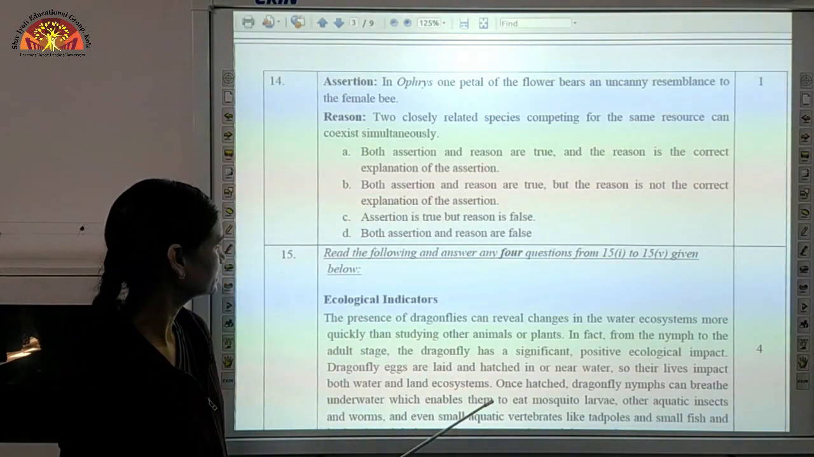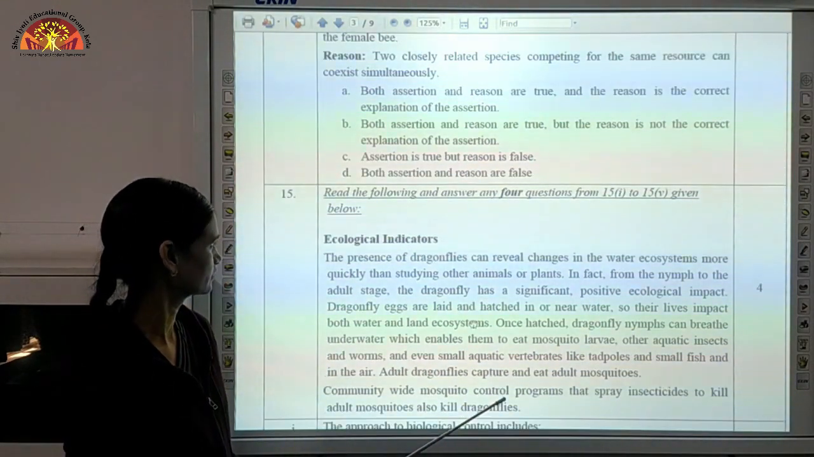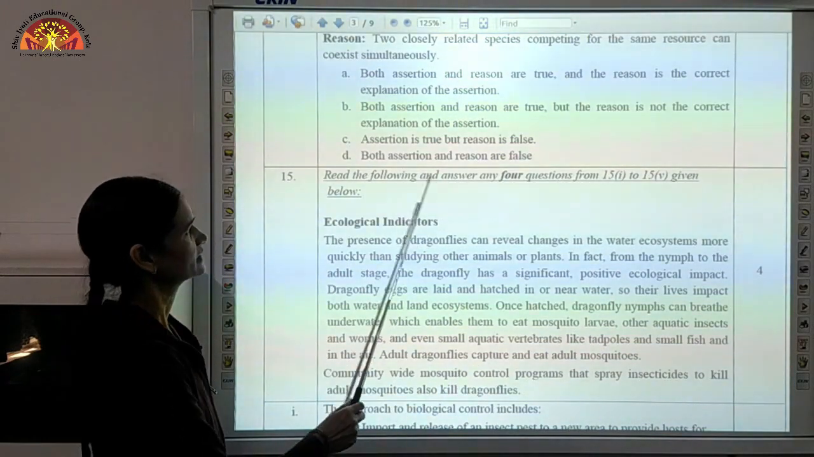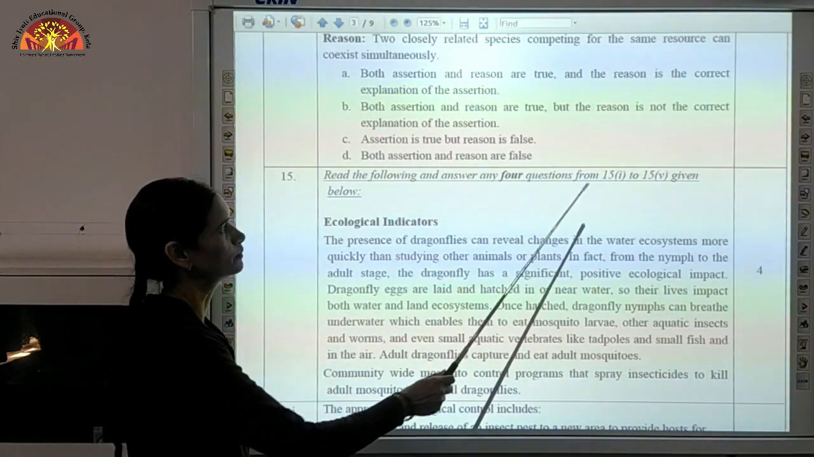Then question number 15. You have to read this passage carefully. In question number 15, see: read the following and answer any 4 questions from 1 to 5.